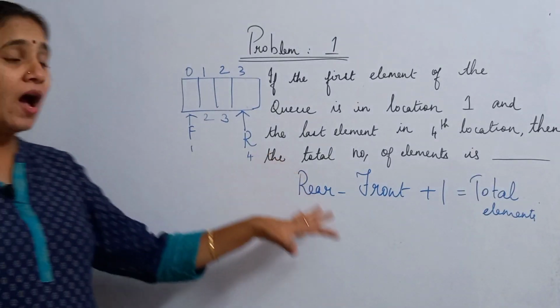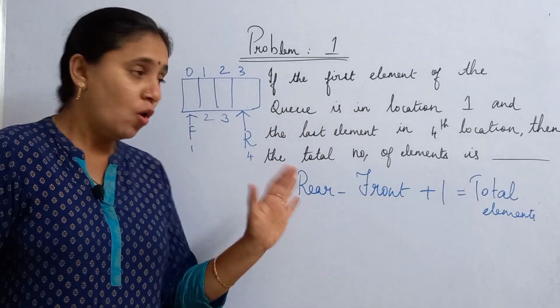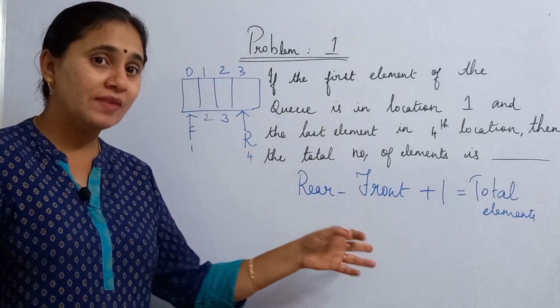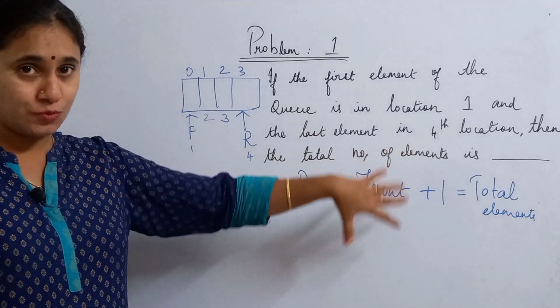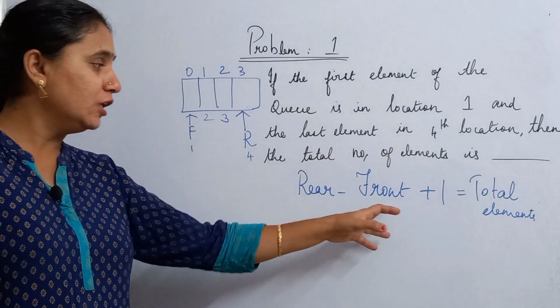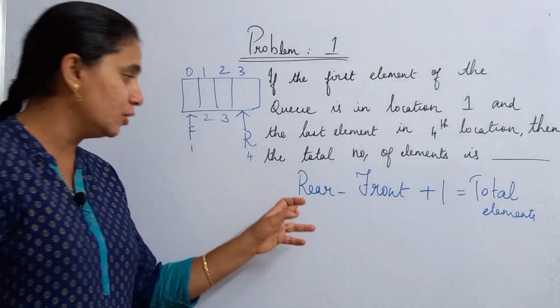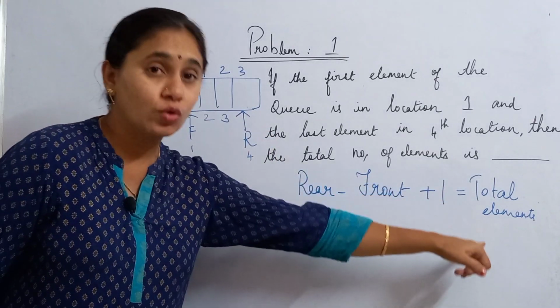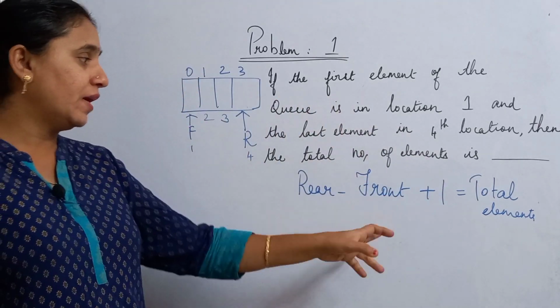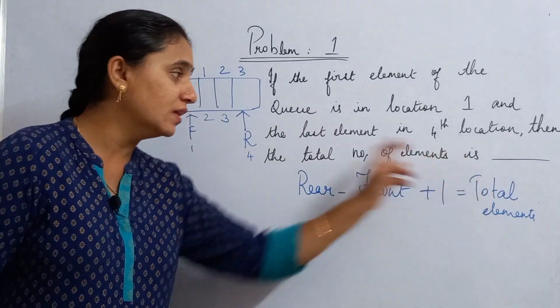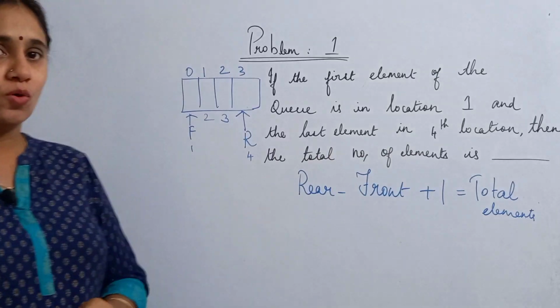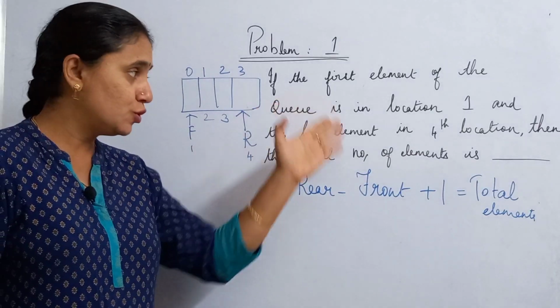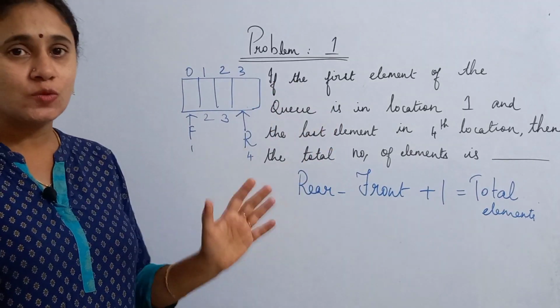They may ask for the values directly, or they may leave some values on the left-hand side, and you can make a substitution and determine any of the values. That is, you can find the rear position, the total number of elements, or the front if the remaining values are given. So like this you can use these formulas. Now shall we substitute the values given in this question?